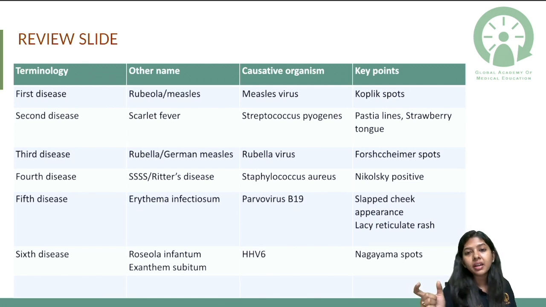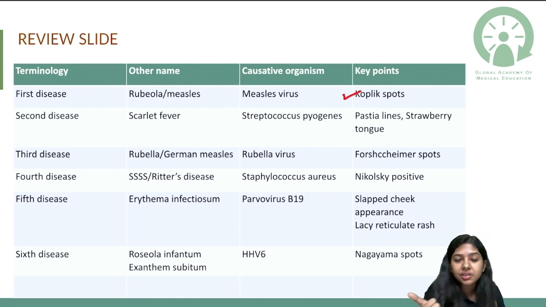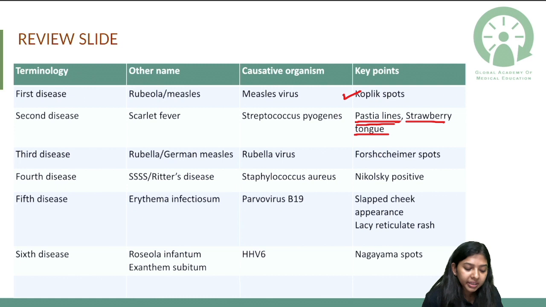What are key points that you can remember? You get Koplik spots in the mucosa, right? So Koplik spots is a feature of first disease caused by measles virus, right? Second disease, scarlet fever. Scarlet fever is caused by streptococcus pyogenes. You get Pastia's lines and you get a strawberry tongue.